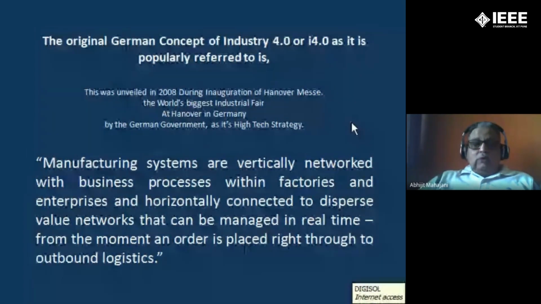So to avoid all this, Industry 4.0 is something where we try to connect the shop floor along with the ERP and MRP. That's the basic concept of Industry 4.0.